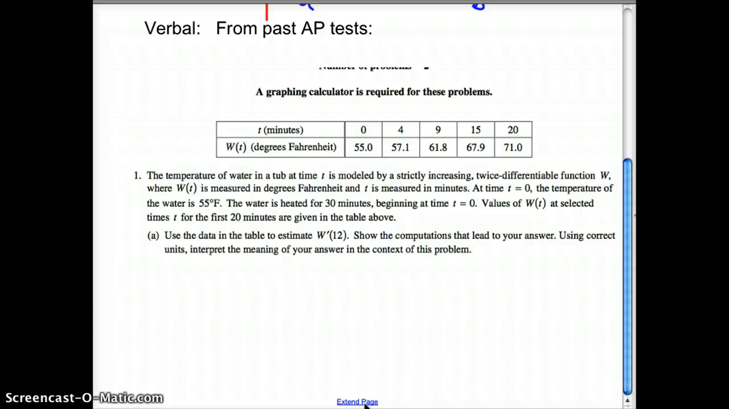I believe this was last year's. I think this is the 2012 first question, or part of one of the questions. First question, part A, and it's a very easy concept. It's a lot of words.